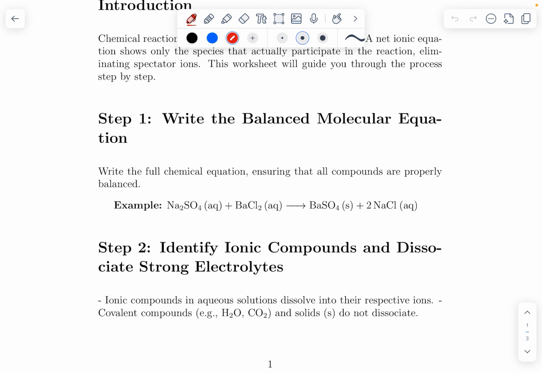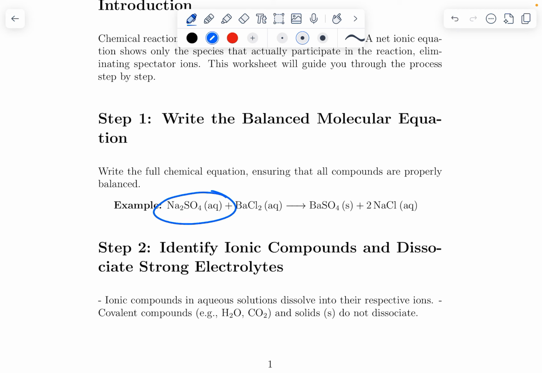So basically, this is a double replacement reaction, and what you want to do is just be able to write the important part. There's ions in here that don't really do anything. They're called spectator ions, and so what we're going to do is delete those and just show the important part of the reaction.